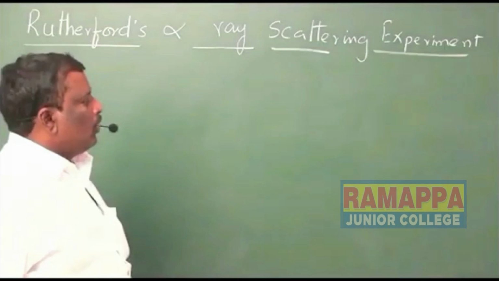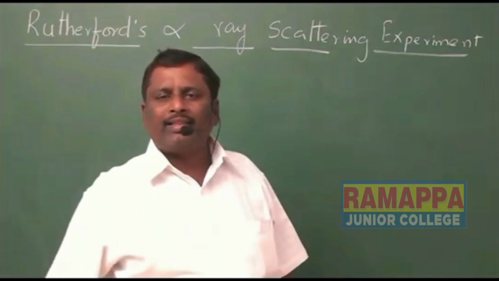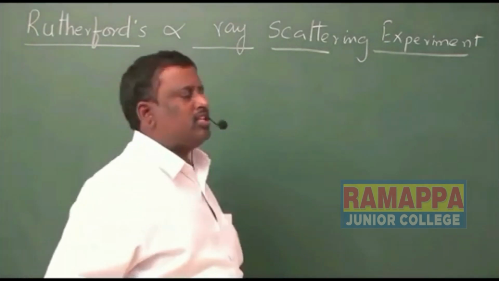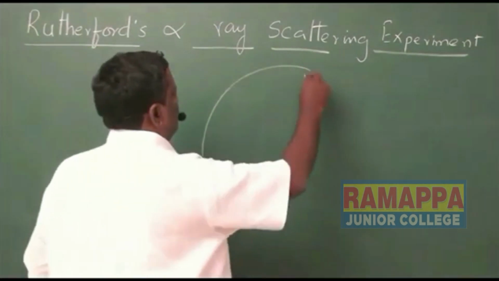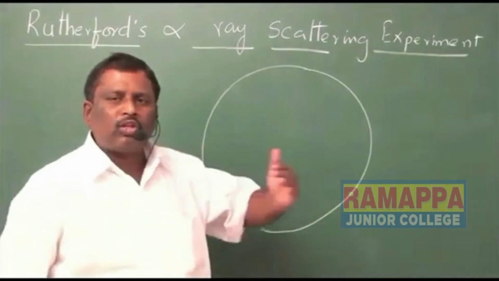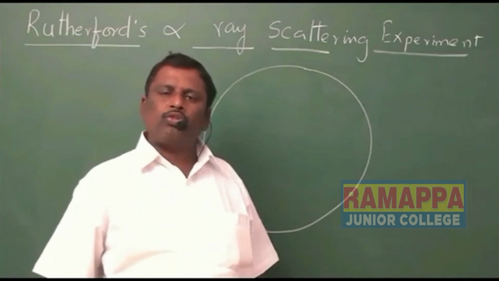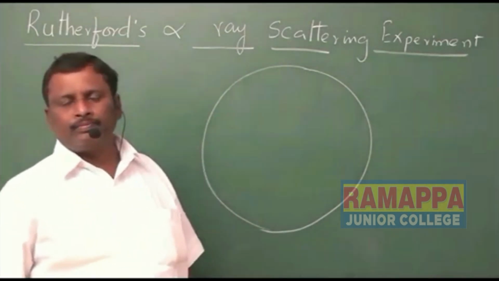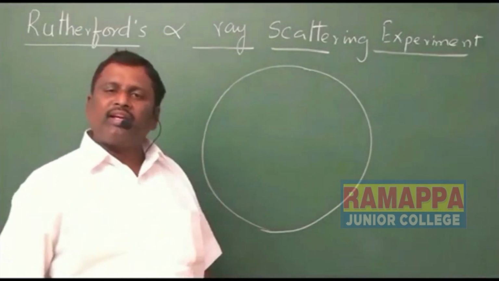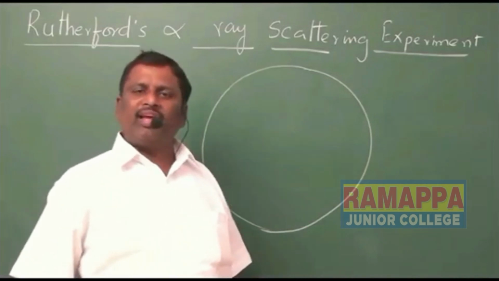Most of the alpha particles pass through the gold foil without any deviation in their path, which indicates that most of the space in an atom is empty. Let this be the atom. Most of the alpha particles pass through the gold foil without any deviation, which indicates that most of the space in an atom is empty. And the second observation is, some alpha particles are reflected at different angles.